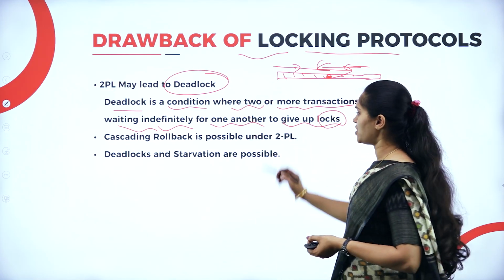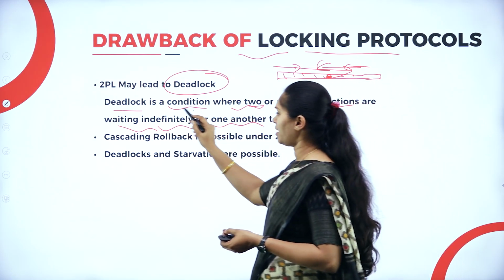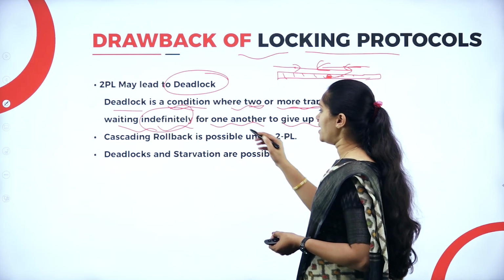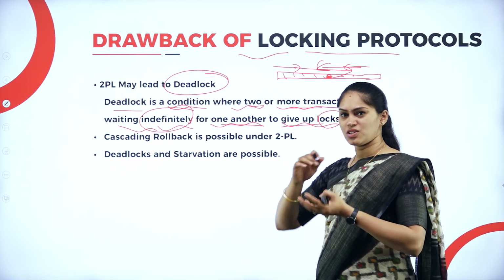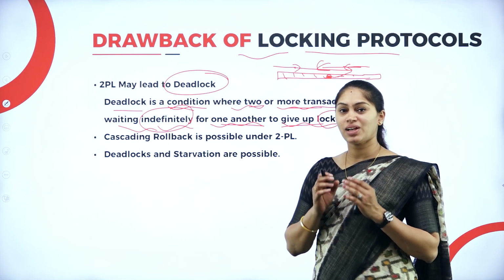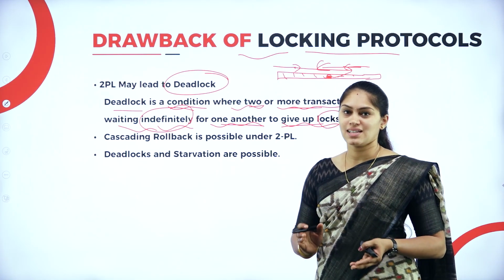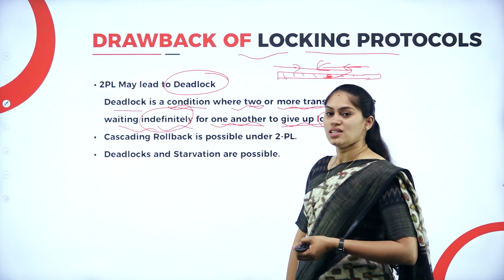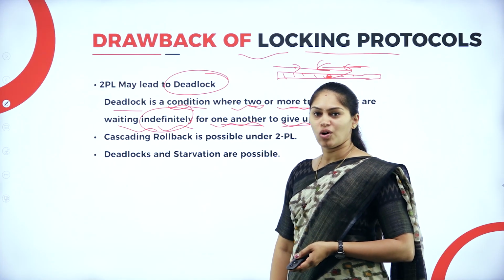It is a condition where two or more transactions are waiting indefinitely. I don't know at what time it is going to be released. If they are waiting for a long time, longer than the specified time, for one another to give up the locks, it's like a stubborn standoff. You just release the lock, or you just release the lock. Both are not at all ready to release the lock, and the other transaction is waiting for that transaction to release the lock. That scenario is considered a deadlock. The deadlock situation can occur when we have the two-phase locking protocol.